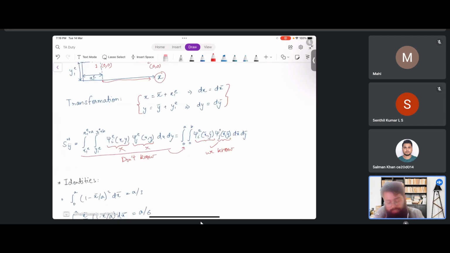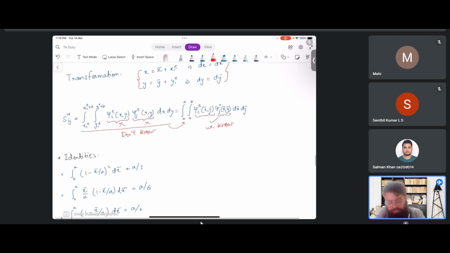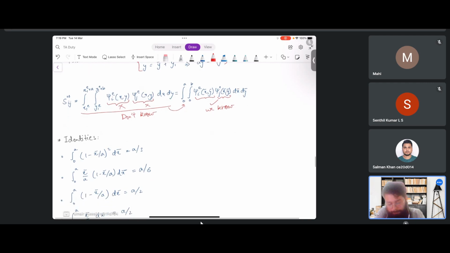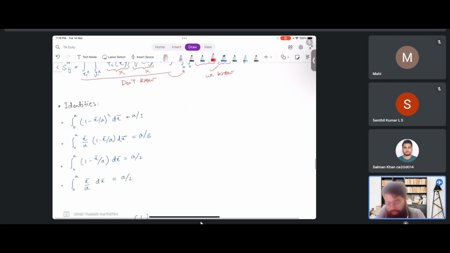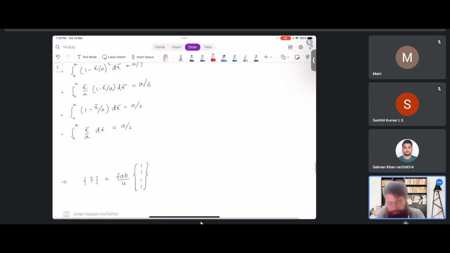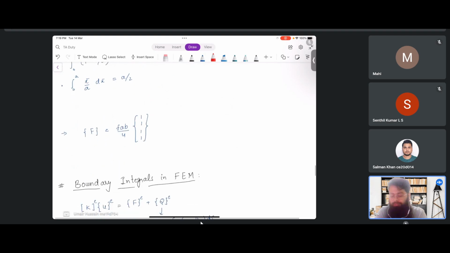Because we calculate the psi i and psi j's for this particular type of coordinate system, that's why we did this transformation. Again, we'll be having complicated integral expressions for which we use certain identities, and the expression for the stiffness matrix would get quite complicated, so we wouldn't waste time on that.